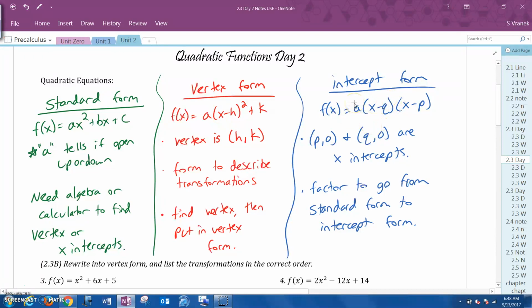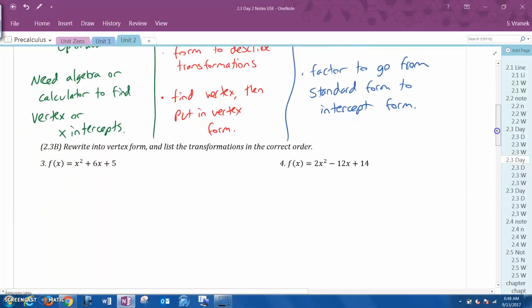Now, intercept form is just another name for factored form. Well, actually, I call it also factored form because if it's factorable, you get your x-intercepts. The x-intercepts would be (q, 0) and (p, 0). And to get it, you factor from standard form. So let's do some problems.